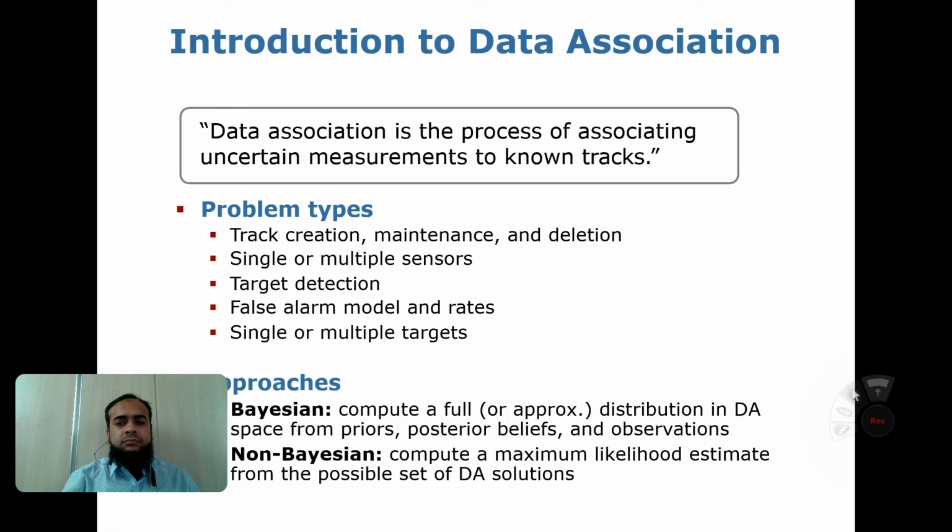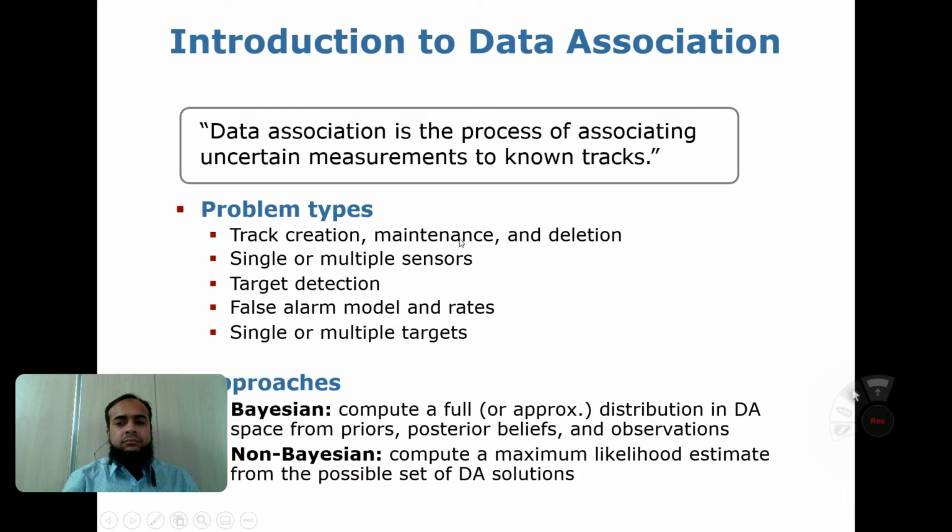Each track is initialized with an initial probability of target existence, and at each scan the initialized probability of target existence is updated using the Markov chain theory, the Markov chain model. So it is updated in each scan. We update the target existence probability in order to maintain the tracks.